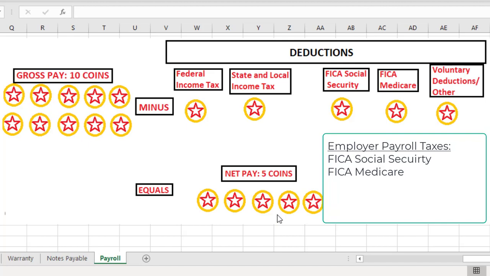Now, there are two forms of unemployment taxes that the employer will pay, and they are called FUTA and SUTA, which stand for Federal and State Unemployment Tax Acts. These taxes essentially provide unemployment benefits for individuals who have lost their jobs.